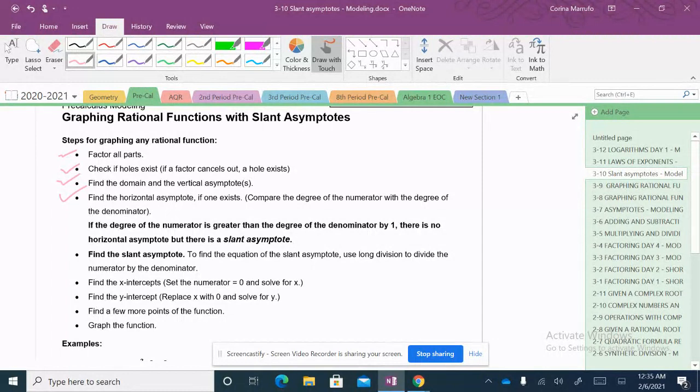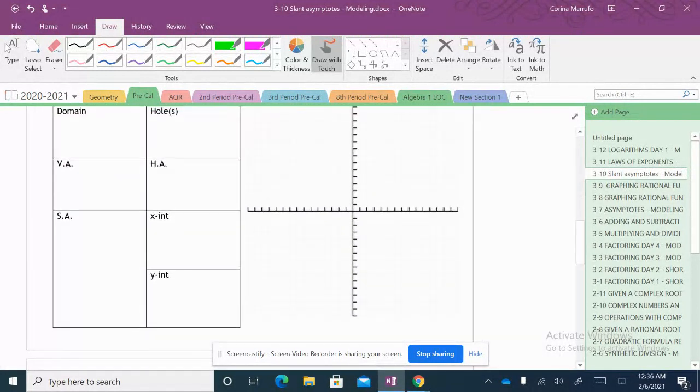And the reason is when you have a slant, the degree of the numerator is greater than the degree of the denominator by one, okay, only by one. There is no horizontal asymptote, but there is a slant asymptote, okay? You find the slant asymptote, you find the x and the y intercepts, and then you find a few more points and graph the function, okay? Let's go ahead and get to the examples.